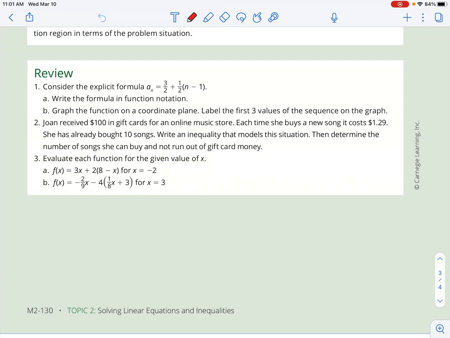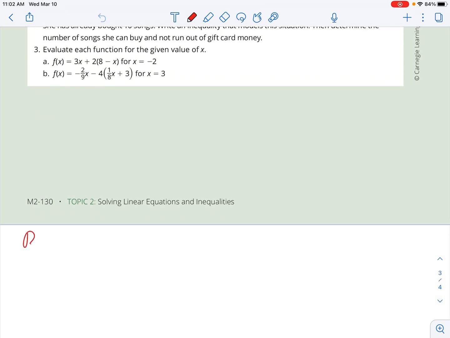All right, number 1 on the review section. We want to take this in explicit form and write it in function notation. So let me do that right down below here.